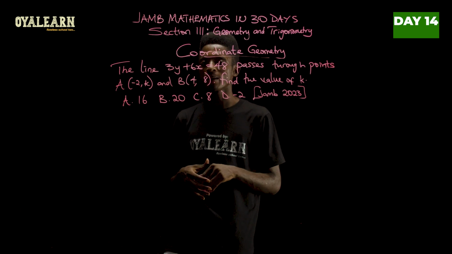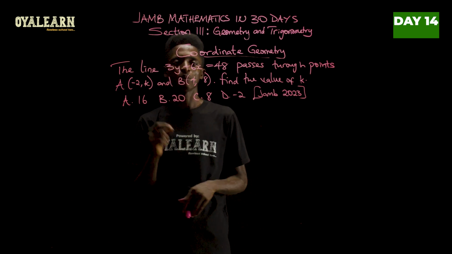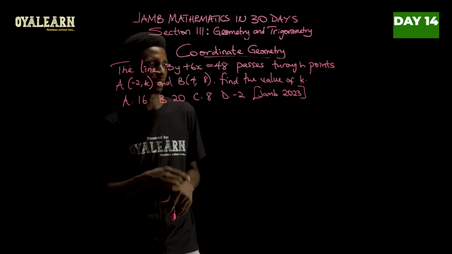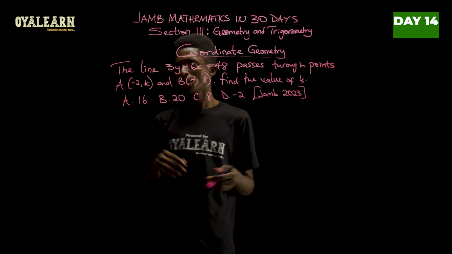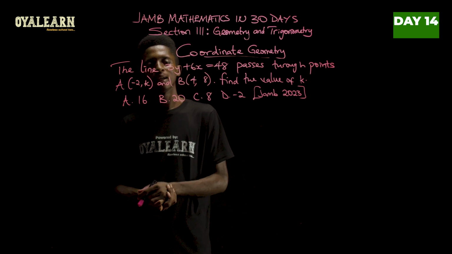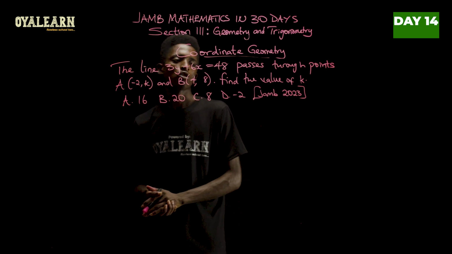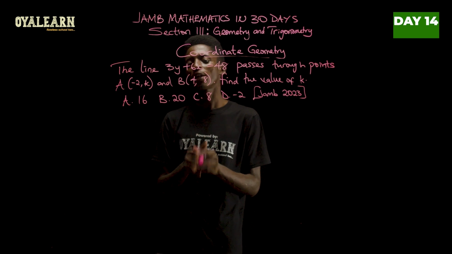This question from Jamb 2023 says the line 3y plus 6x equals 48 passes through point A given by the coordinate minus 2, k, and B given by the coordinate 4, 8. So now we have to find the value of k.